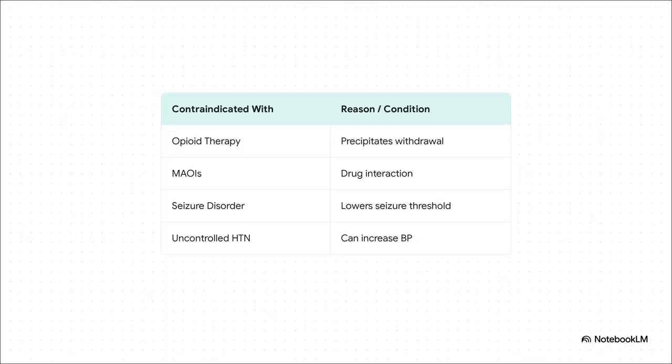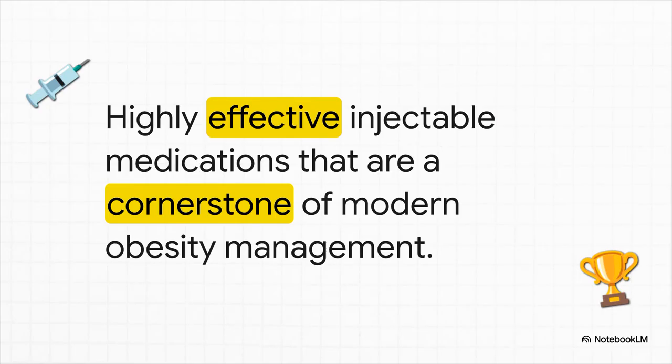And this is absolutely critical. You have to screen for contraindications. Because of that naltrexone component, it is absolutely contraindicated in patients on chronic opioid therapy. It's also a no-go for those with a seizure disorder or uncontrolled hypertension. This is non-negotiable. Let's move on to the GLP-1 receptor agonists. These have really become a cornerstone of modern obesity management, mostly because of their incredible efficacy.